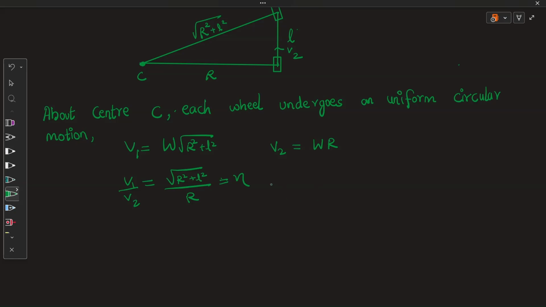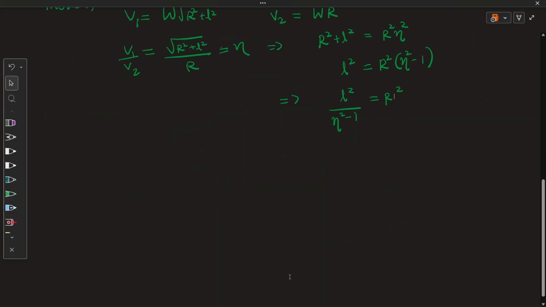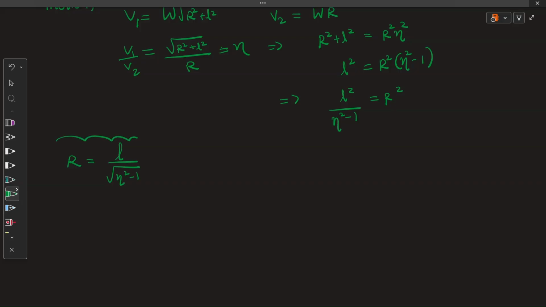So this is nothing but our eta. Let's square on both sides, and multiply by R square. So L square is nothing but R square into eta square minus 1. So L square by eta square minus 1 is R square. And R is positive, so we can say R is L by under root eta square minus 1. So this is the value of R.